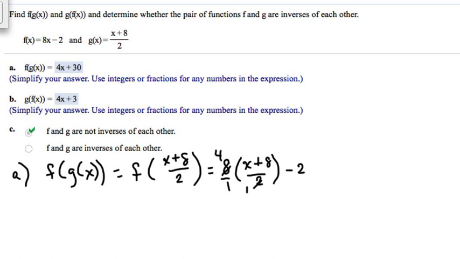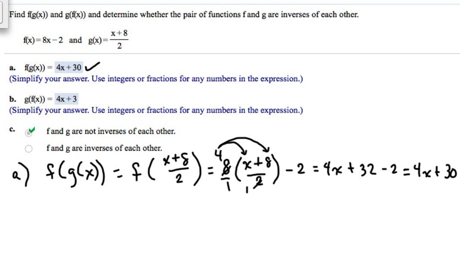Now, our next step is to distribute the 4 to both terms in the parentheses. And this will give us 4x plus 4 times 8 is 32. And remember, we still have this minus 2 here. And now, lastly, we just combine like terms, and we get 4x plus 30. And that's how we get this answer here, 4x plus 30.